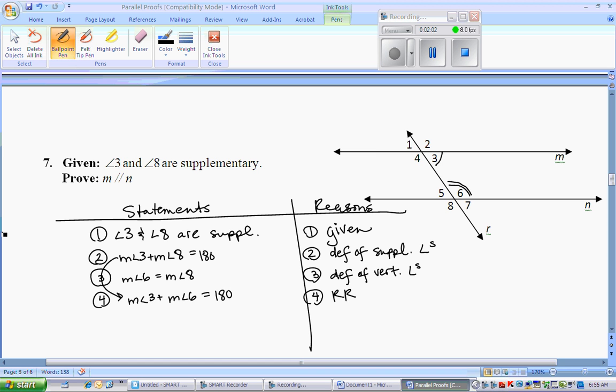So I set up an equation from what they've given me. I tried to figure out how I could make the connection from 3 to 8, and so I set up the measure of angle 6 equal to measure of angle 8 and replace that. I'm actually ready to finish this up.